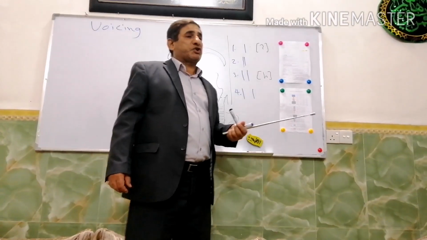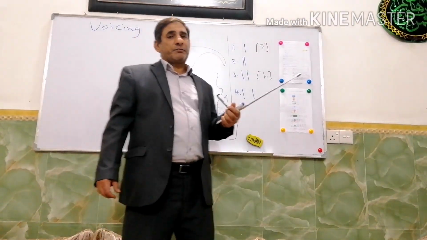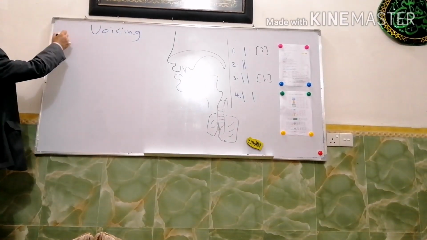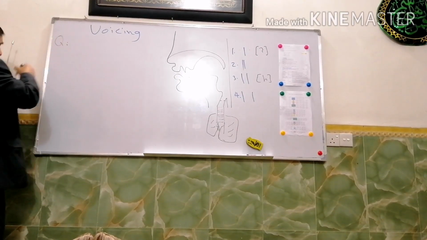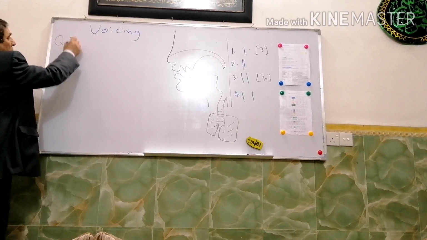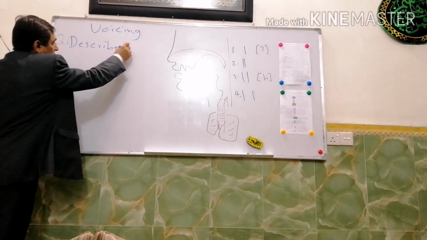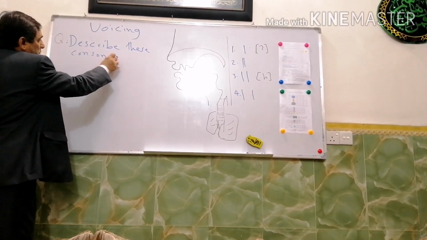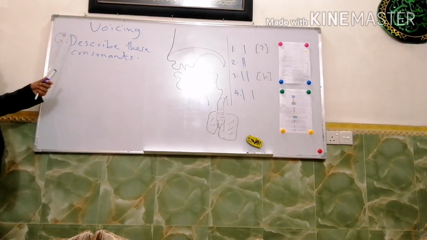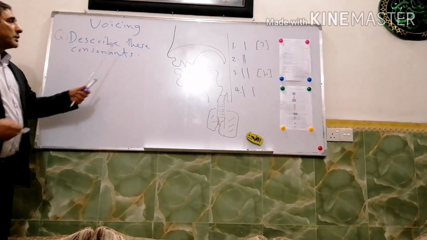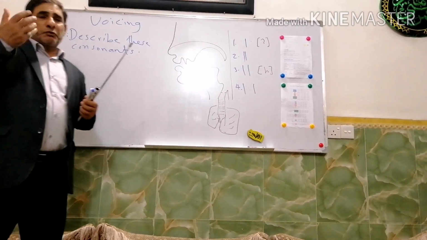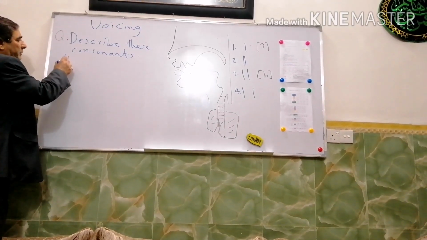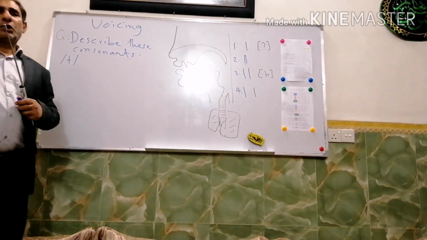Now, the other question is this. For example, I give you a question: describe these consonants. This is the question that might be raised here. Let's give a very easy example. For example, te. Describe te. What can we say here?